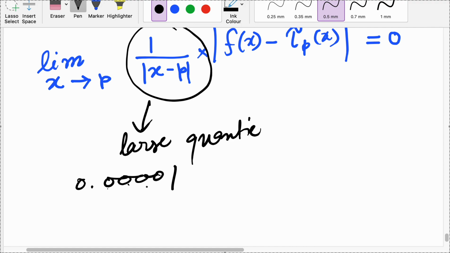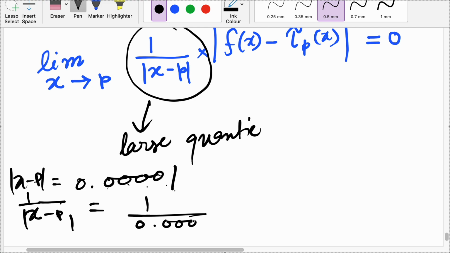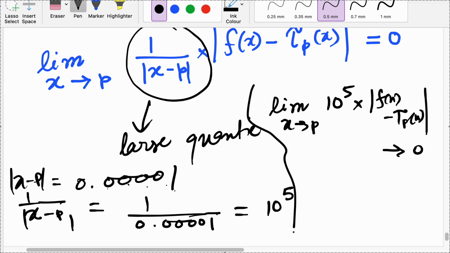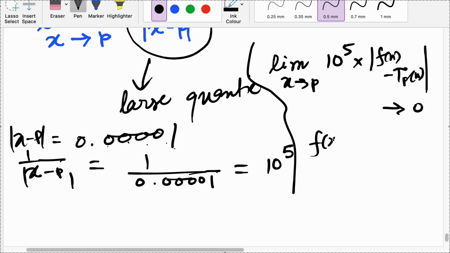Suppose this is 0.00001 2 3 4 5. So this is x minus p. Suppose the modulus of x minus p is this, that means 1 by x minus p is 1 by 0.12345, so this will be about 10 to the power 5. So you see, limit x tends to p, 10 to the power 5 times f(x) minus T_p(x) will tend to 0.